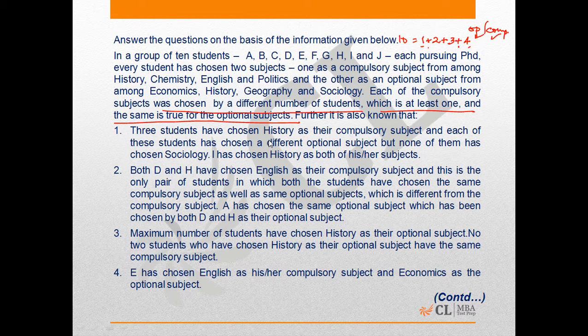Three students have chosen history as their compulsory subject, and each of these students has chosen a different optional subject, but none of them has chosen sociology. I, as in the person I, has chosen history as both of his subjects. Both D and H have chosen English as their compulsory subject, and this is the only pair of students in which both the students have chosen the same compulsory subject as well as the same optional subject, which is different from the compulsory subject.